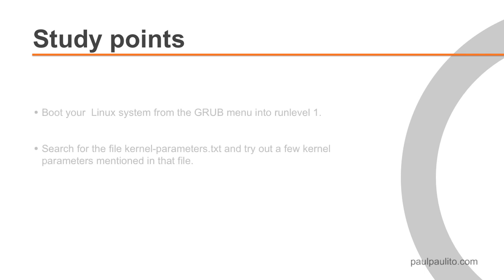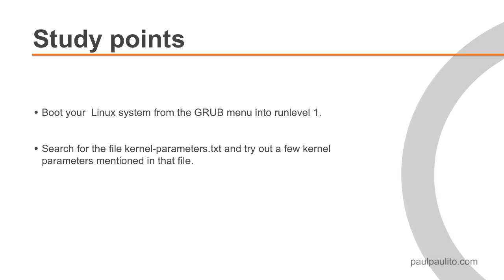Boot your Linux system from the GRUB menu into run level 1. Search for the file kernel-parameters.txt and try out a few kernel parameters mentioned in that file.